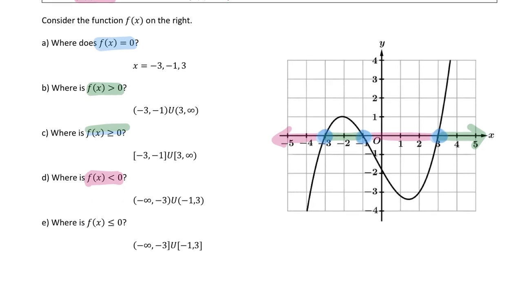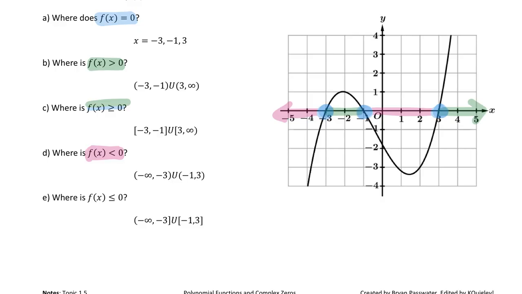The same concept fits for E, where this time I'm asking where is it less than but also equal to 0. The same interval is used, I just changed the endpoints because I can actually use the zeros of -3, 3, and -1.